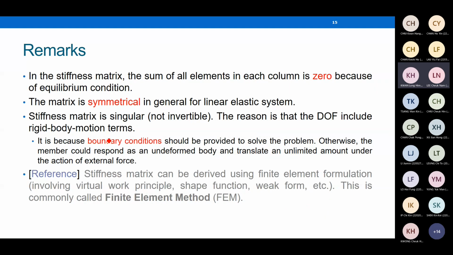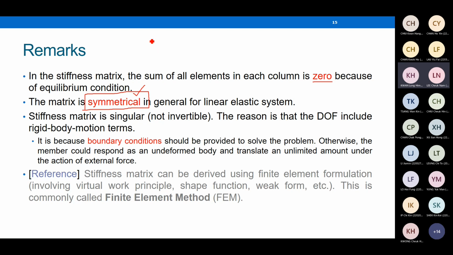And also some remarks. For the stiffness matrix, when you add up all the elements along a single row or single column, the sum will be equal to 0, basically because of equilibrium. This is important: the stiffness matrix is symmetrical. Okay, remember this property. The matrix should be symmetrical. Otherwise, that means you did something wrong in your calculation, if you find that the matrix is not symmetrical.